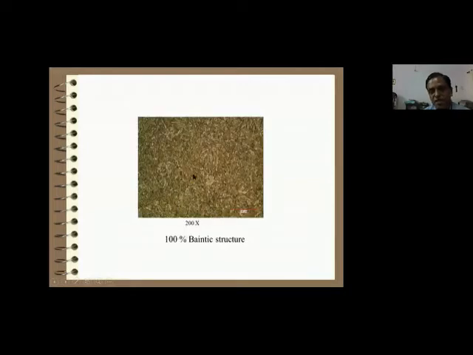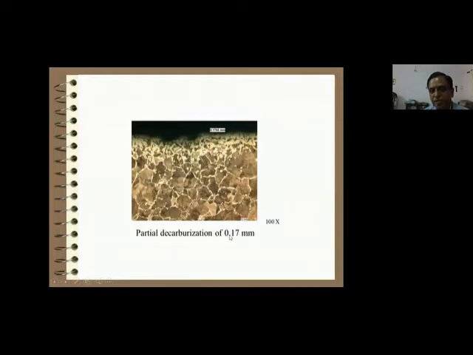This is when the quenching is not so effective, you get some bainitic structure, instead of martensite, which is tough for machining actually. This is partial decarb of around 0.7 mm over here. So this is a ferritic pearlitic structure, and here the more loss of carbon is seen, that is the decarb layer. So this is called a partial decarb.